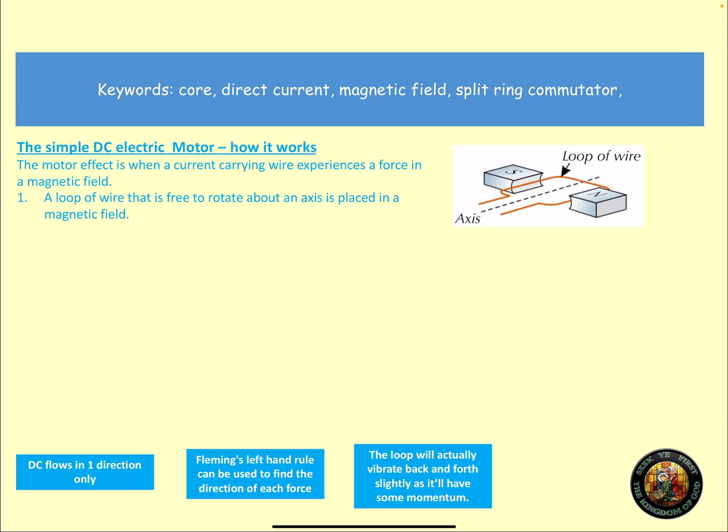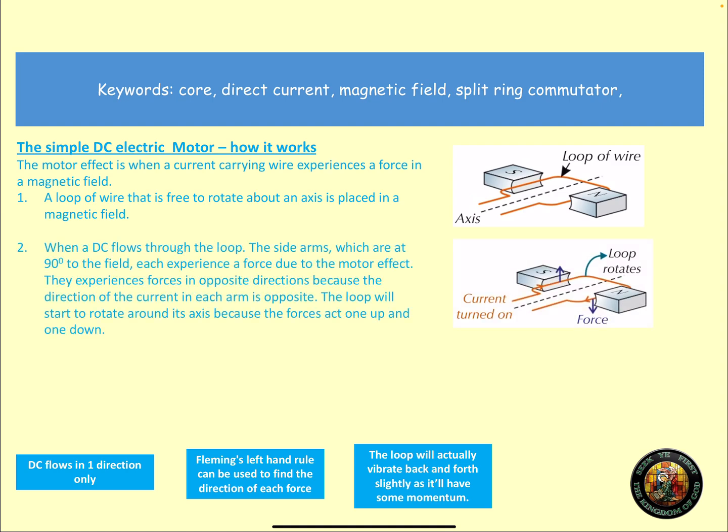So here we go. You can see in the picture a loop of wire that is free to rotate about an axis is placed in a magnetic field. When direct current flows through the loop, the side arms, which are at 90 degrees to the field, experience a force due to the motor effect. They experience forces in opposite directions because the direction of the current in each arm is opposite. The loop will start to rotate around its axis because the forces act one up and one down. You can clearly see the direction of the current there, and it's in the opposite direction there.